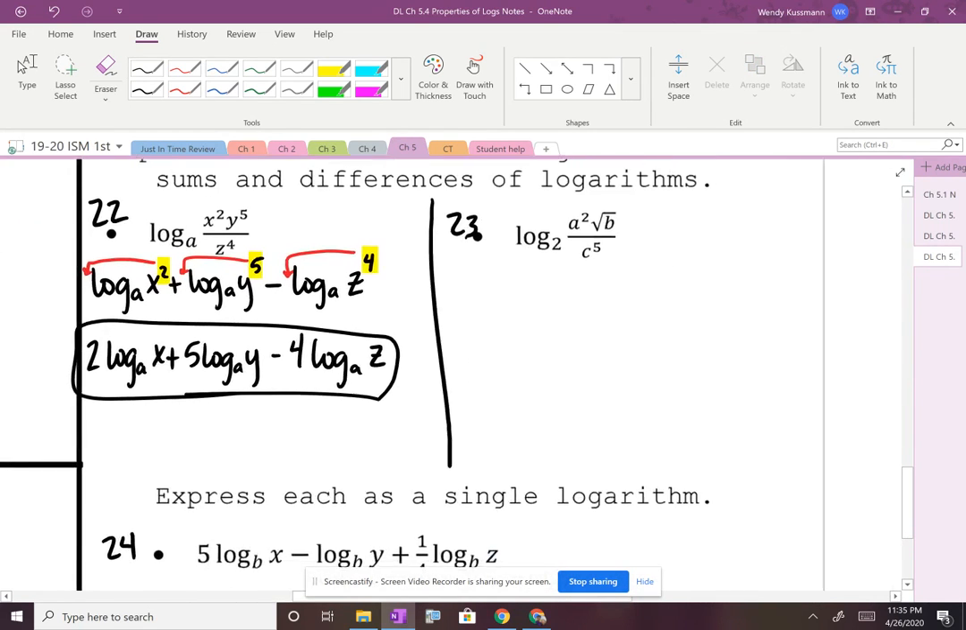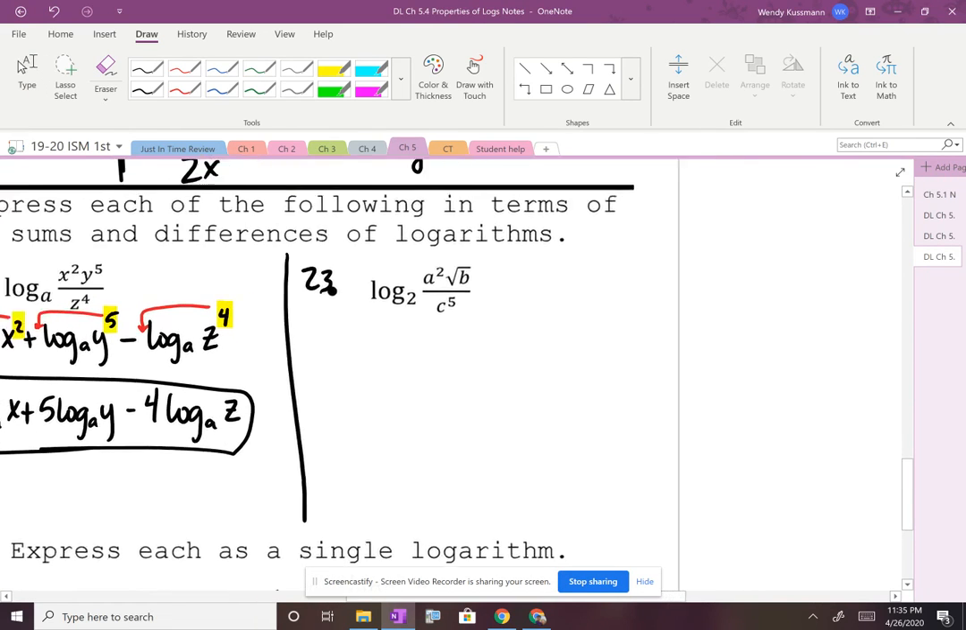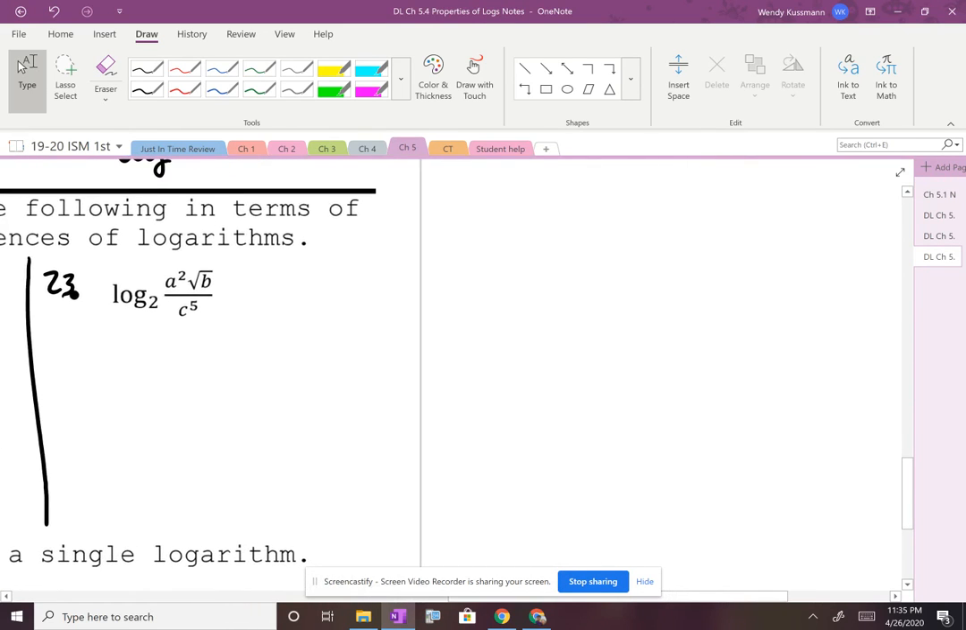Let's look at example number 23. Now, before we start number 23, there's a couple of things I need to go over with you off to the side that you probably have forgotten since Algebra 2. So one thing that I want to remind you is that you can rewrite the square root of b in rational powers. Remember, rational means fractions. So this is b to the 1/2 power. If you have a cubed root of b, this is b to the 1/3 power.